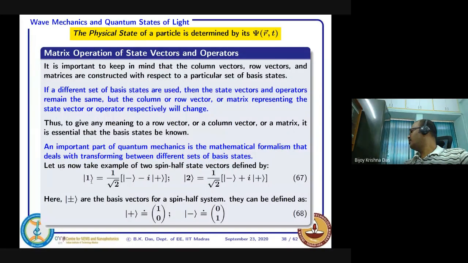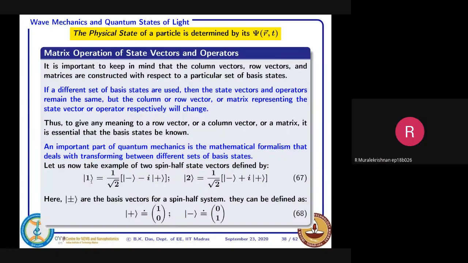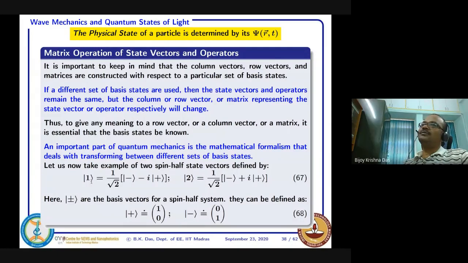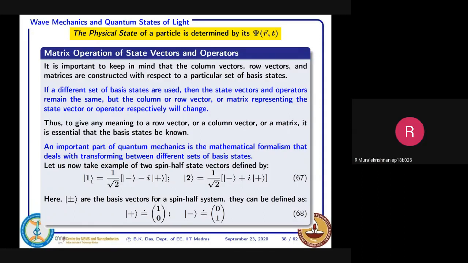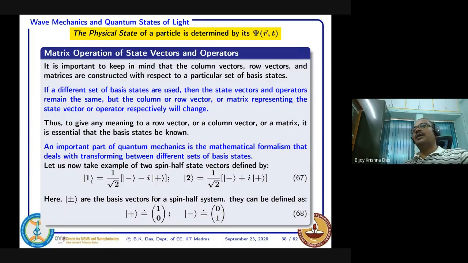So may I ask Murali Krishnan? Yeah. So spin or polarization? What? Spin of an electron or polarization? Spin, right, or polarization? Exactly. Spin and or polarization of a photon.